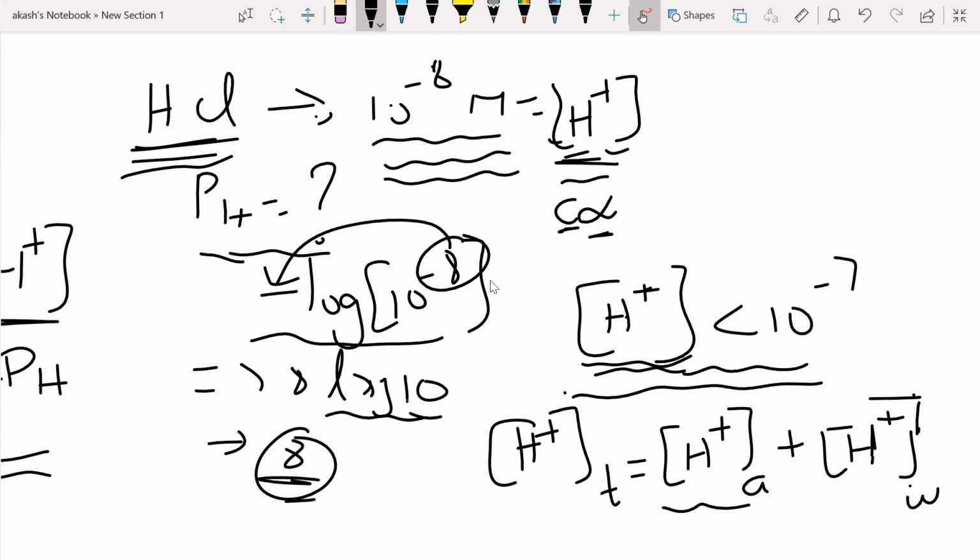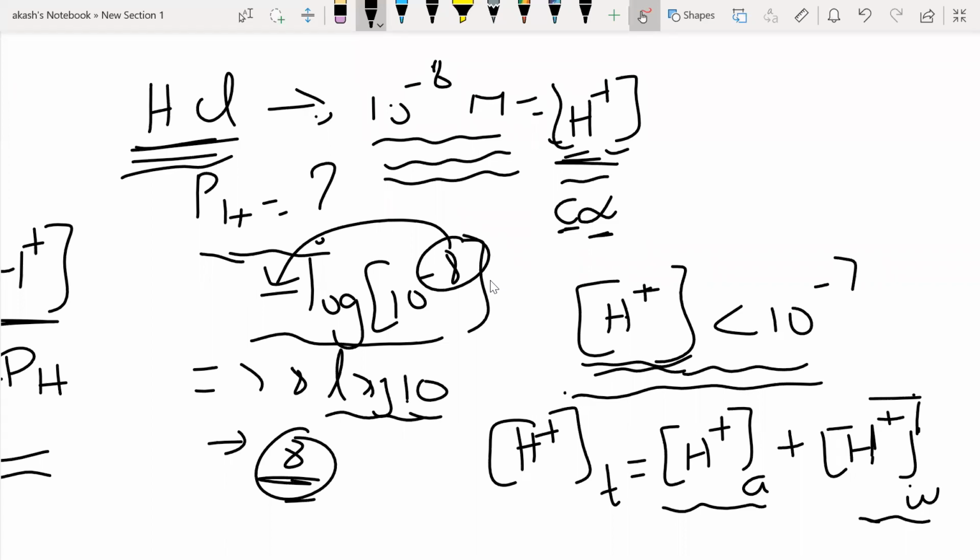Now this value will be directly known because in this case it's 10 to the power minus 8. Now what is this value? This is the constant value. What is the H plus concentration from water? You know the value actually. The clue is Kw. 10 power minus 7, sir.